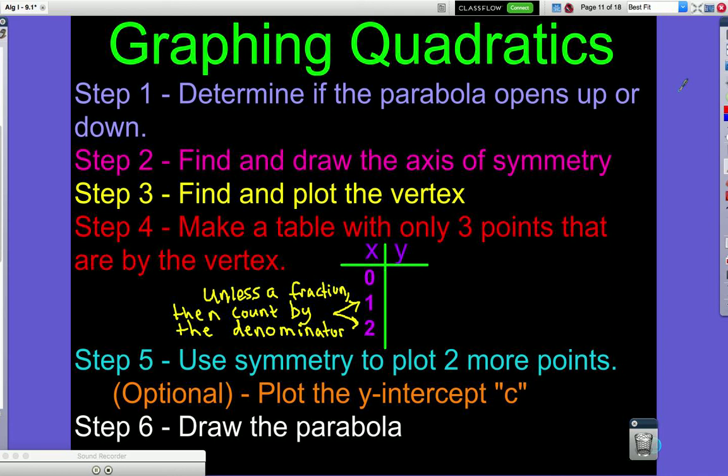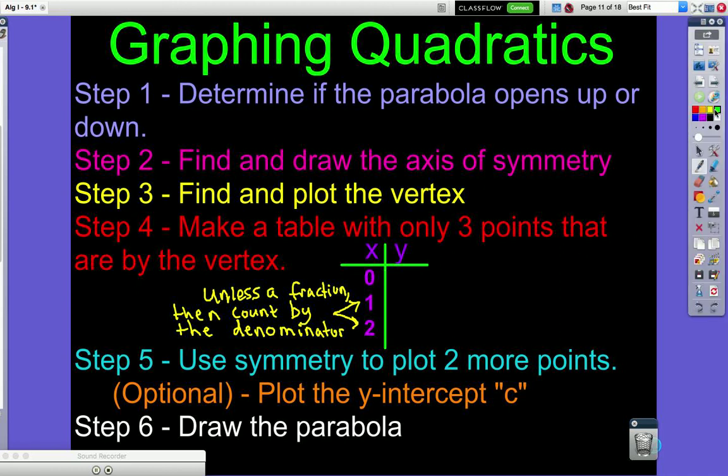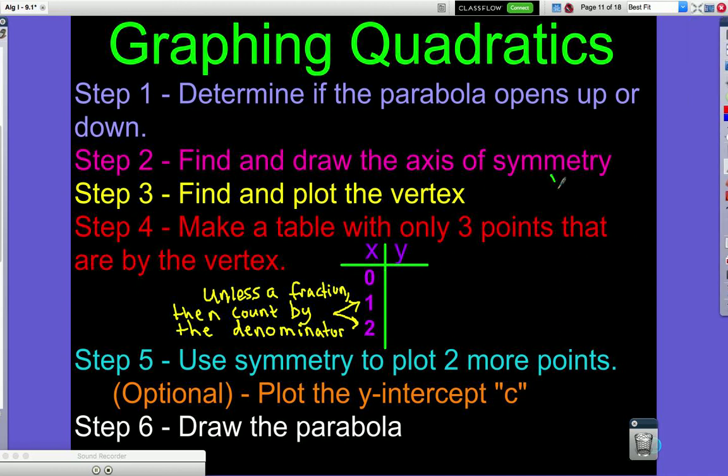Step 1, we're going to determine if the graph opens up or down. If the parabola goes up or down, we've been doing that all day. Step 2, find and draw the axis of symmetry. The axis of symmetry is found by x equals -b over 2a. We'll have practice doing that. Again, x equals -b over 2a is the axis of symmetry. It's a vertical line. X equals is a vertical line.